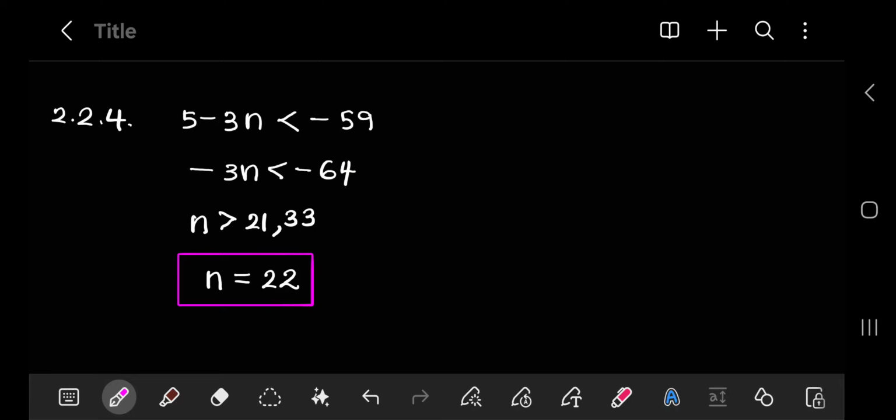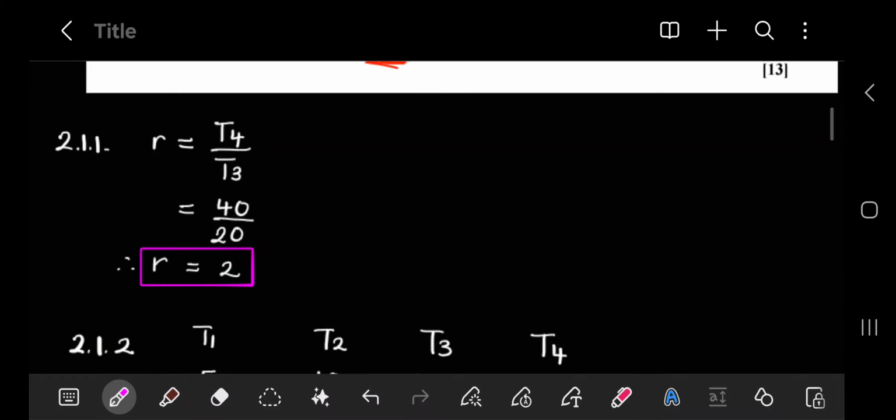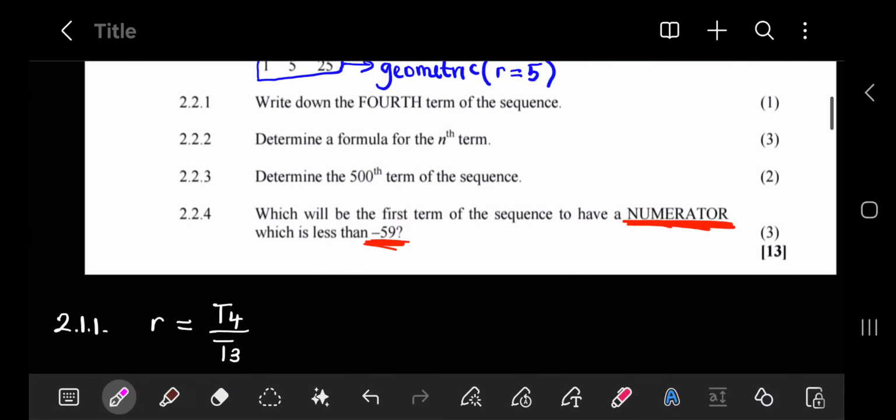There's nothing else for you to write, but let's understand what this means in terms of the question. If we just go back up to that question, we needed to know what the first term of the sequence will be to have a numerator less than negative 59. So what this tells us is that for term 22, it will have a numerator that is less than negative 59. So that 22 was what we needed to calculate. We needed to know which term exactly will have a numerator less than negative 59. So we are done.